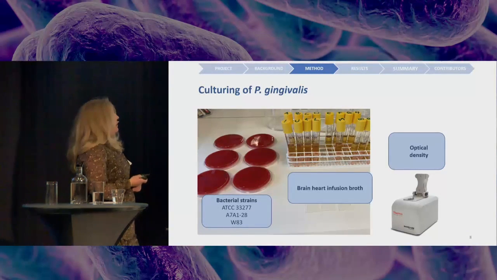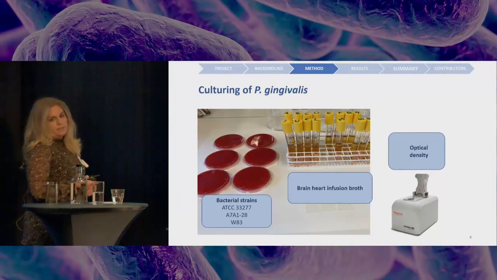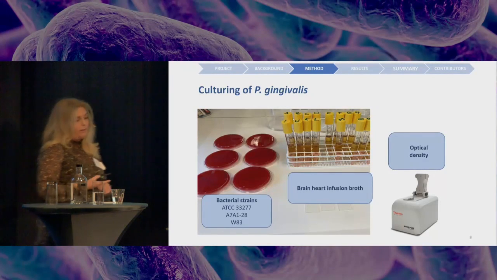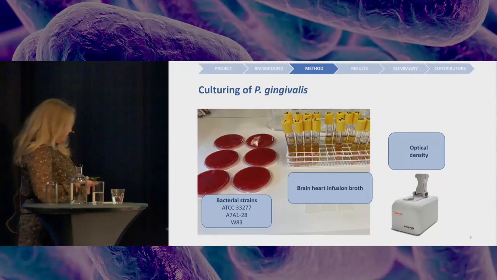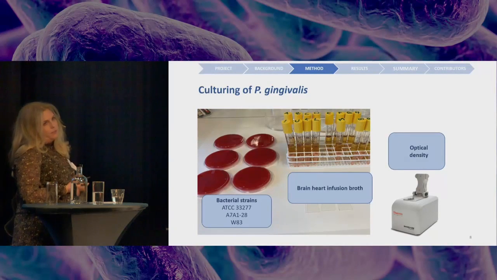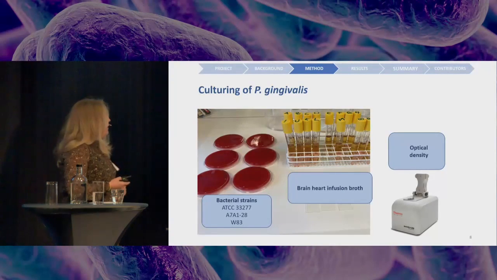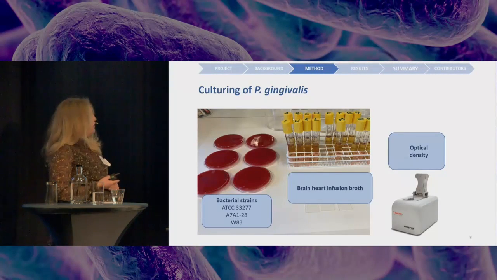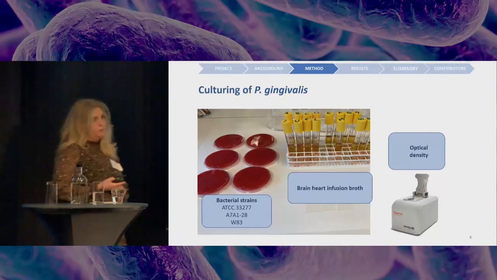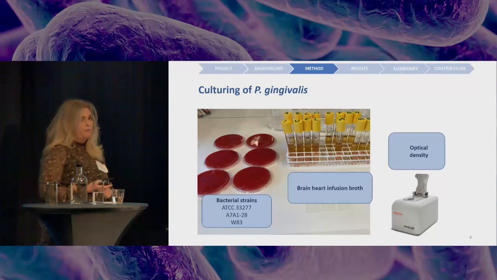Okay, so first culturing of the bacteria. We have chosen 3 different bacterial strains of P. gingivalis with different virulence, and we grow them on these blood agar plates. But since this blood agar contains vesicles, we swap the bacteria into brain-heart infusion medium after 5 days and grow them further anaerobically. Along the way, we determine the optical density to make sure that we harvest the vesicles in the log phase of the bacterial growth and before the stationary phase.